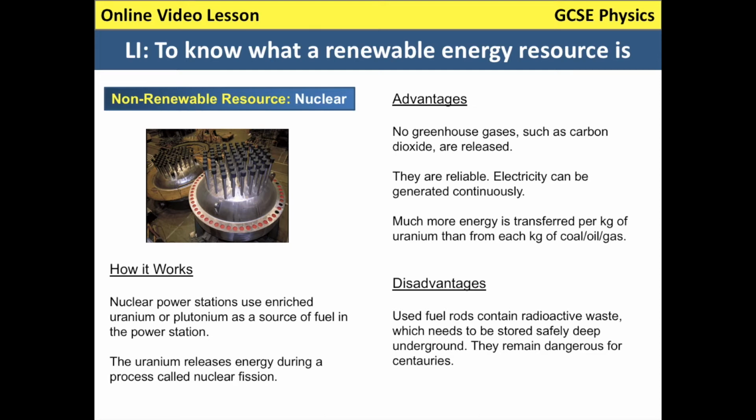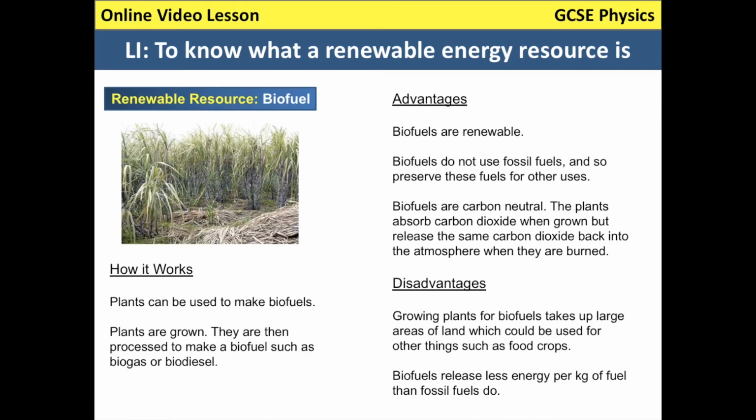Used fuel rods contain radioactive waste which need to be stored safely deep underground, and they remain dangerous for centuries. Okay, so now let's move on to the renewable resources, and we'll start with biofuels. As you can see from the picture on the board, biofuels essentially come from plants. Plants are used to make biofuels by growing them, first of all in a field as shown in the picture, and then they get dug up, harvested by a farmer, and then processed to make a biofuel such as biogas or biodiesel.